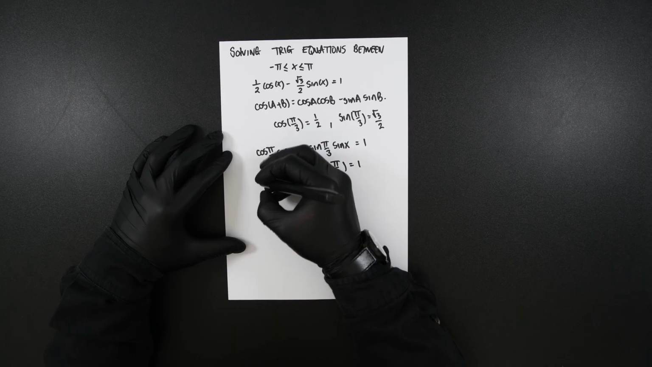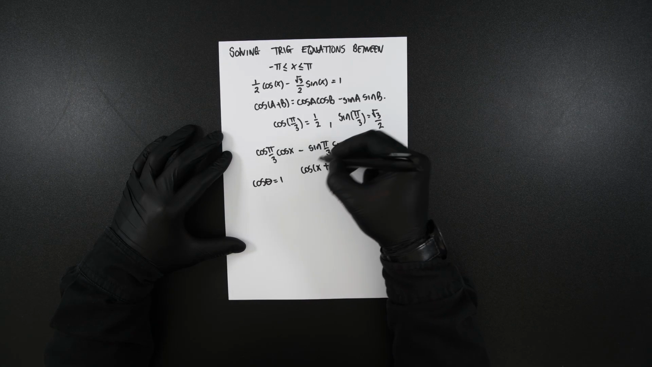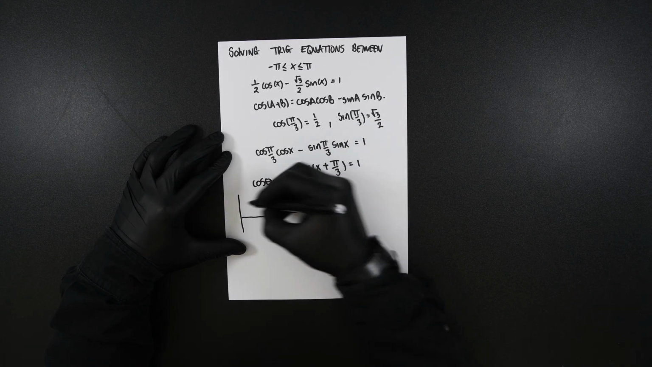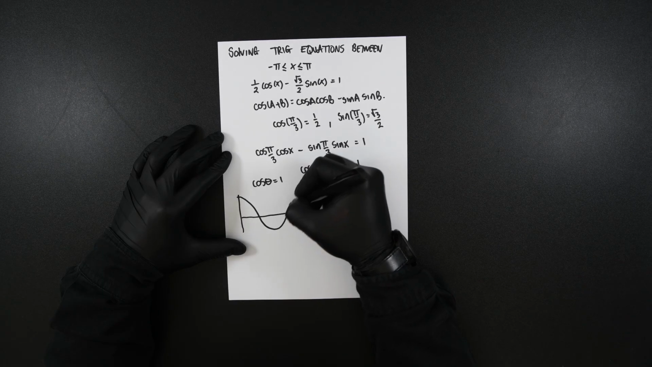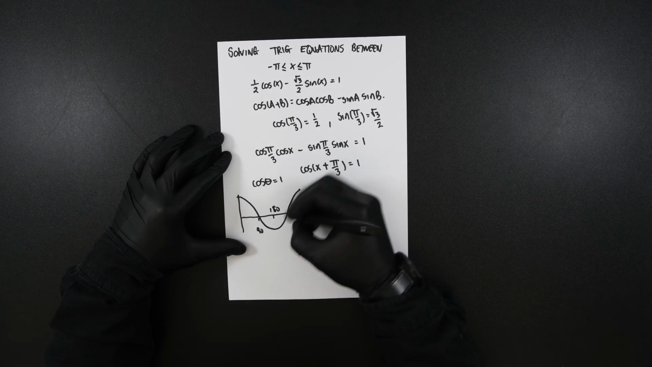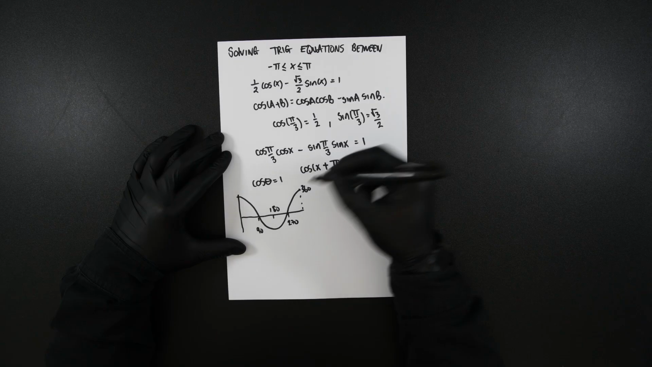So now we know that cos theta equals 1, for some value of theta here. It probably helps if we draw a little cosine graph. So it looks a bit like this. That's terrible. This is 90. The trough is 180. That's 270. And that's the end of the cycle, 360.